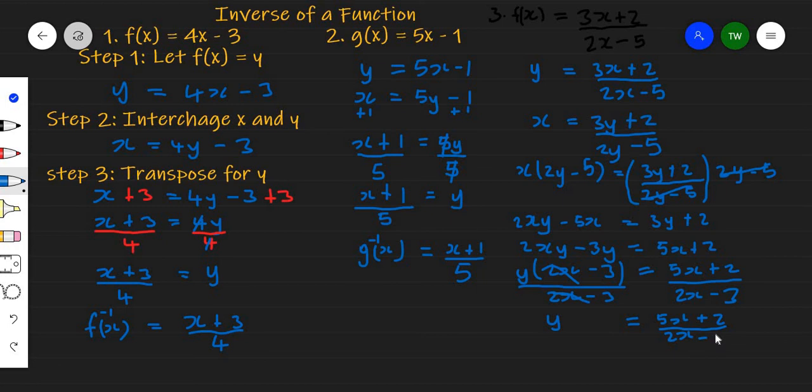Now, for the final answer, I must replace this y with f inverse of x. Because remember, that's what we're trying to find. So, f inverse of x is going to equal to 5x plus 2 all divided by 2x minus 3, and you're finished.